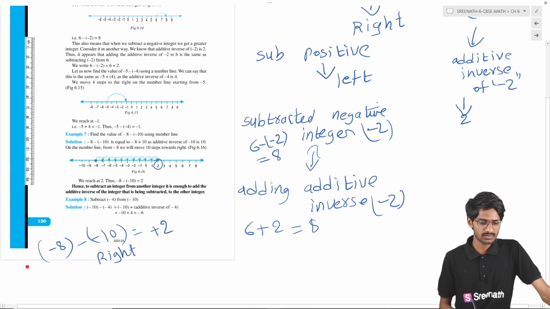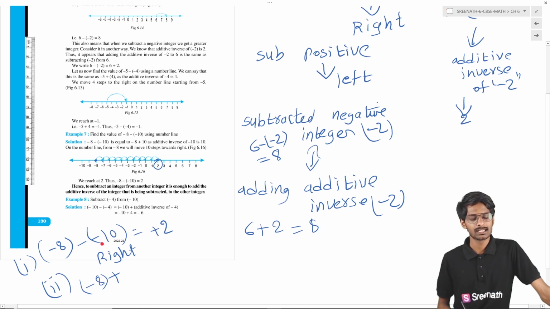So this is the first method. Now the second method: minus 8 plus, what is the additive inverse of minus 10? That is 10. We know how to add minus 8 plus 10, that is also plus 2. So this is the second method. So adding the additive inverse is equal to subtracting the integer, students.